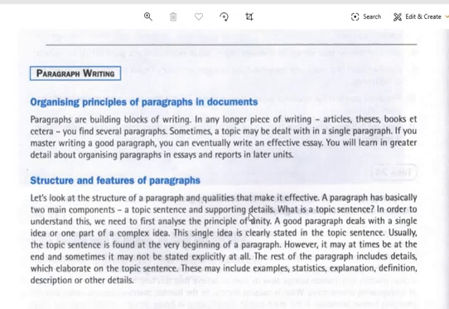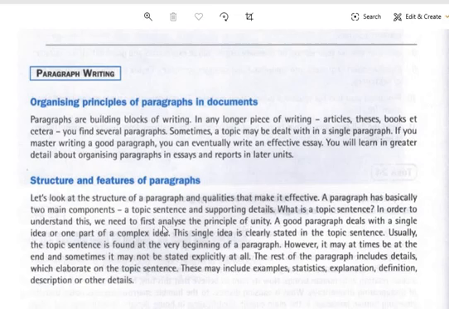Coming to supporting details, how will you support the topic sentence? The supporting details can be statistics. You can explain the process, give the details of the process, or you can define something, or lay out facts. You can bring in illustrations. In that way, you can support your topic sentence. So what is the structure of a paragraph? The structure of a paragraph comprises two components: one is the topic sentence and the other is supporting details.